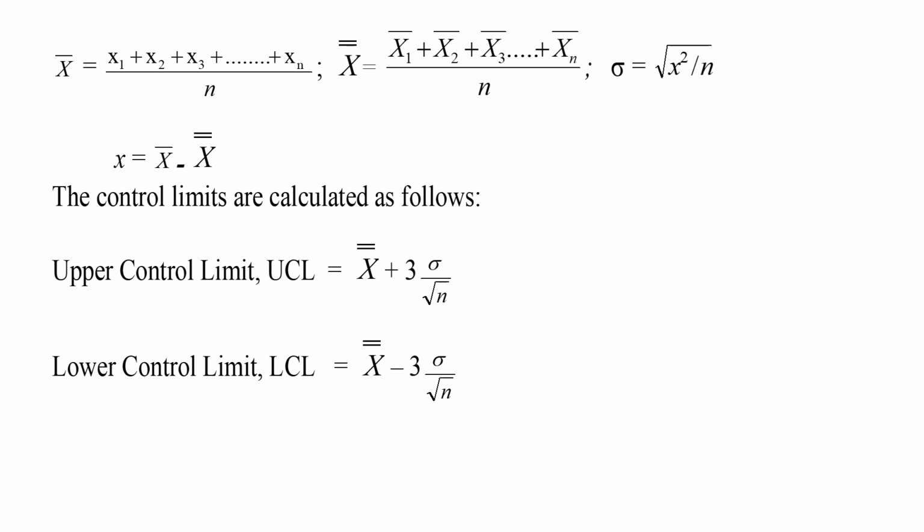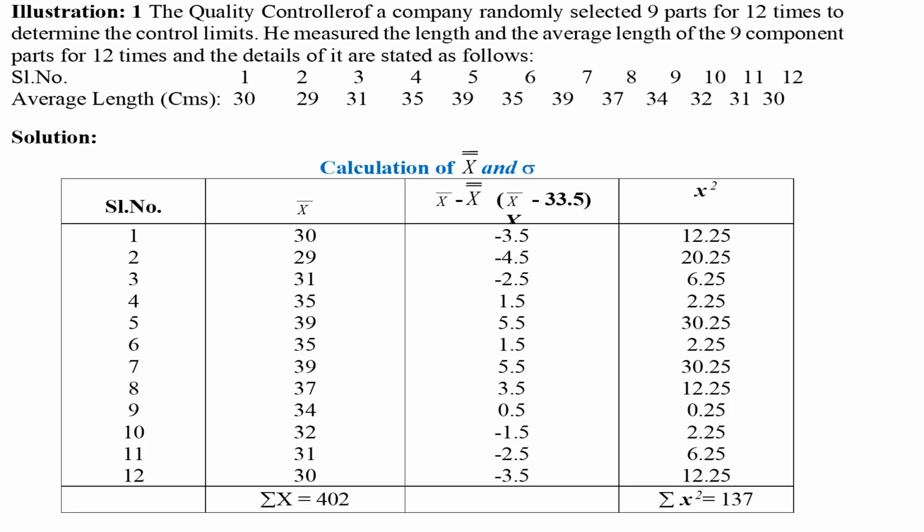The control limits are calculated as follows. Illustration 1. The quality controller of a company randomly selected 9 parts for 12 times to determine the control limits.